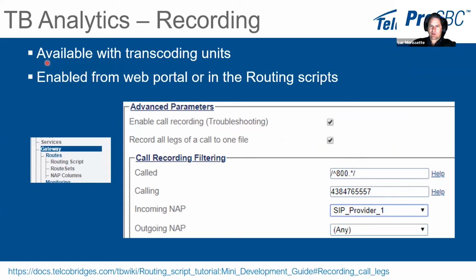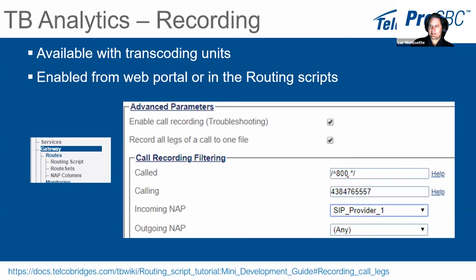Recording. If you have a transcoding unit, you can do recording. There are two ways to do recording. One of them is from the web portal, and the other one is from the routing scripts. From the web portal, you can go here in Gateway, select Enable Call Recording, then select some parameters like a regex on the called number, or a regex on the calling number. You can select a specific incoming NAP or a specific outgoing NAP.